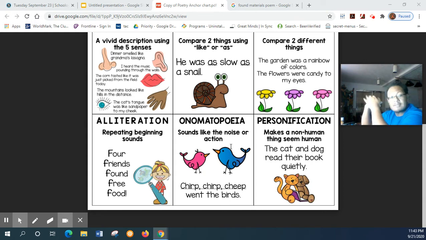I guess this is basically talking about some senses where you're actually beginning to make the poem sound like what I guess a cartoon strip would be, because birds go chirp chirp and cheep and all these different things. So it's pretty much talking about noises or actions.